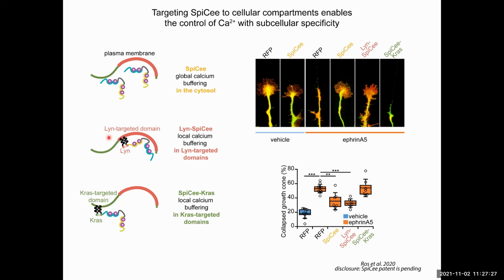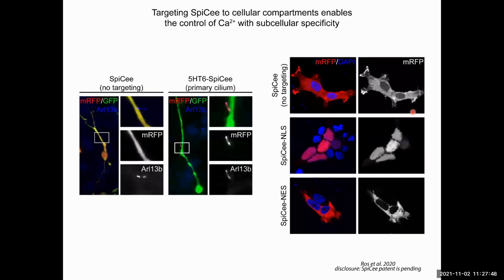It can be targeted to lipid rafts or outside lipid rafts using the same domains, the same targeting sequences that we use for spongy. And like spongy, it prevents the collapse of the growth cone induced by ephrin A5 when SPICY is not targeted, or when SPICY is targeted to lipid rafts, but not when SPICY is excluded from lipid rafts.